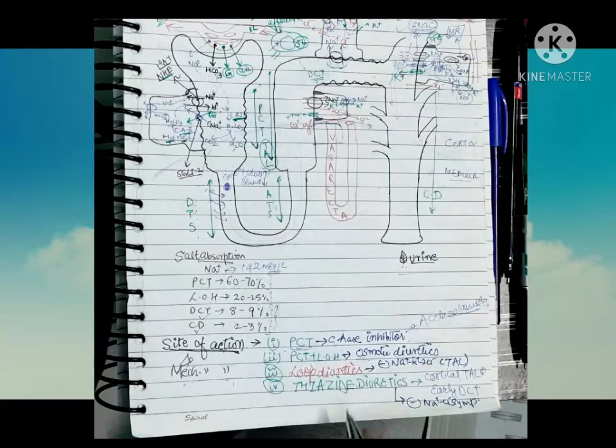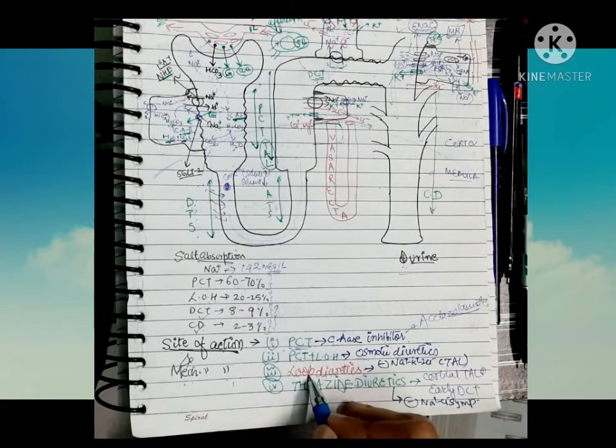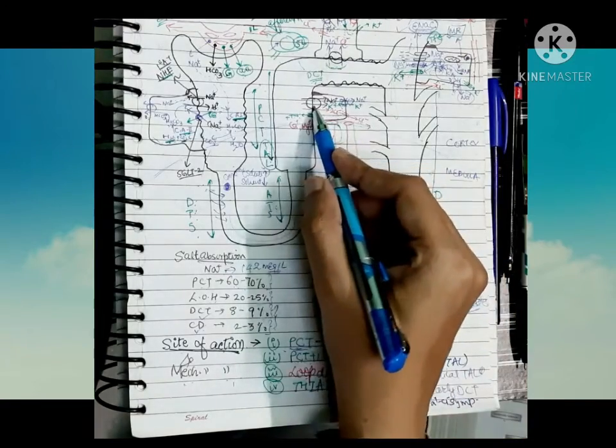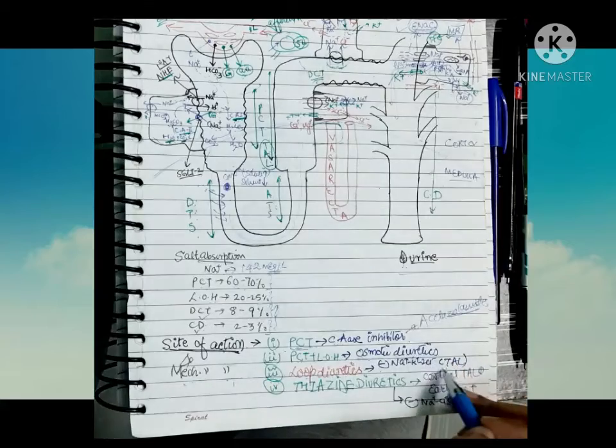So these are the loop diuretics. Loop diuretics are the group of drugs which will inhibit this sodium potassium 2 chloride transporter at the level of the thick ascending limb, TAL.